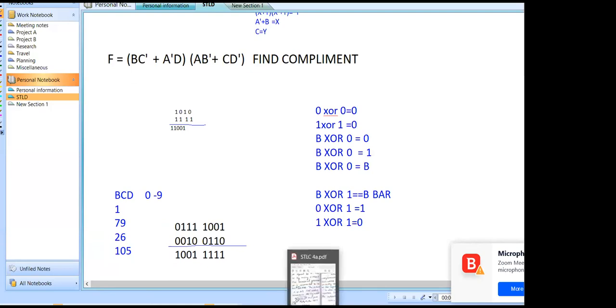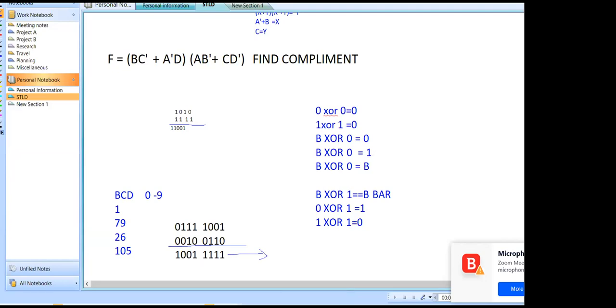See, I am performing the addition of these two numbers. When we add these two numbers, we will get the result as 9 and 15. But this number is not in BCD format. We need to make a correction. This is not in BCD.